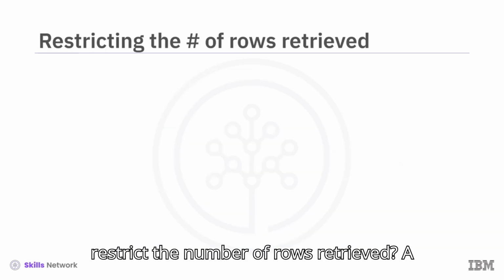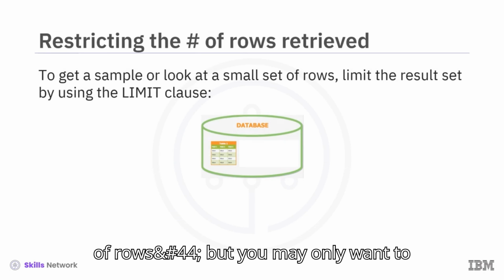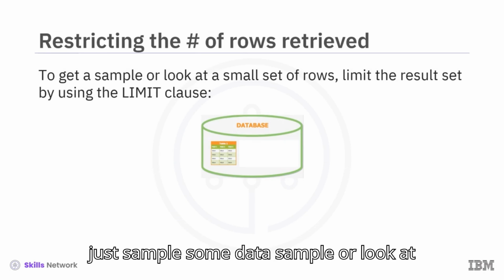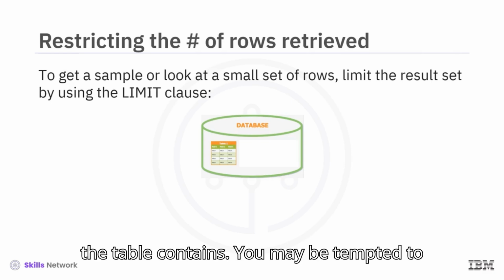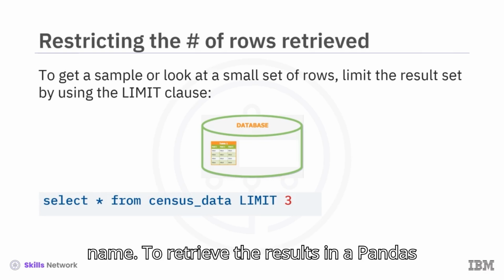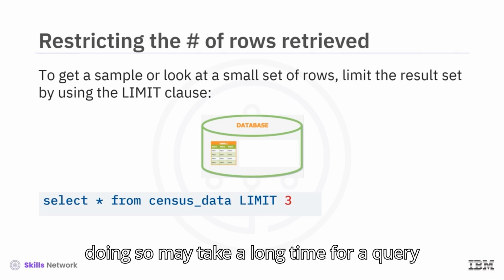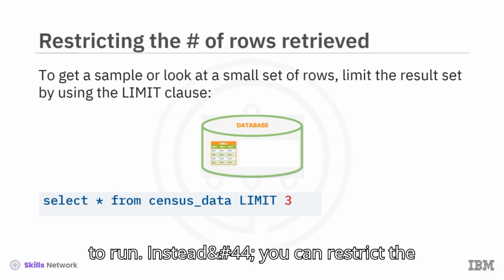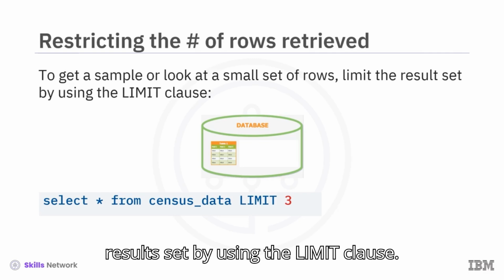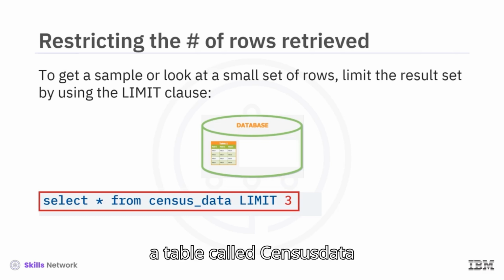How would you restrict the number of rows retrieved? A table may contain thousands or millions of rows, but you may only want to sample some data or look at just a few rows to see what kind of data the table contains. You may be tempted to just do select * from table name to retrieve the results in a pandas data frame and do a head on it. But doing so may take a long time for a query to run. Instead, you can restrict the results set by using the limit clause. For example, use the following query to retrieve just the first 3 rows in a table called census_data. Select * from census_data limit 3.